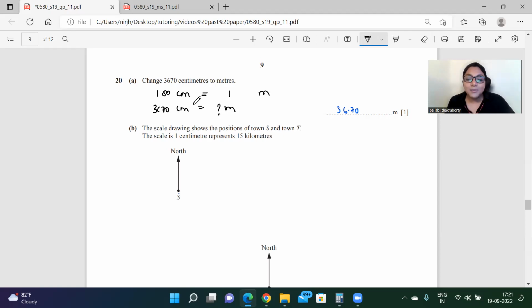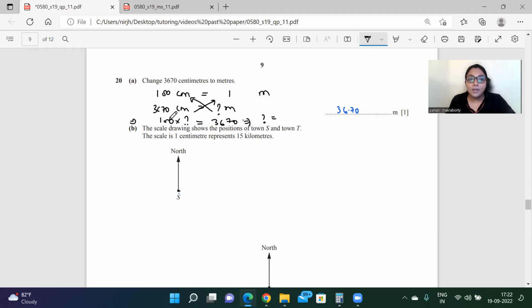Again, the best method is always cross multiplication. That is, you multiply these two and equate. So what do you get? If you do that, you get 100 into what, which we are finding, is equal to 1 into 3670. We will keep it as it is. So if you have to find the value of this question mark, 100 has to be brought to the other side.